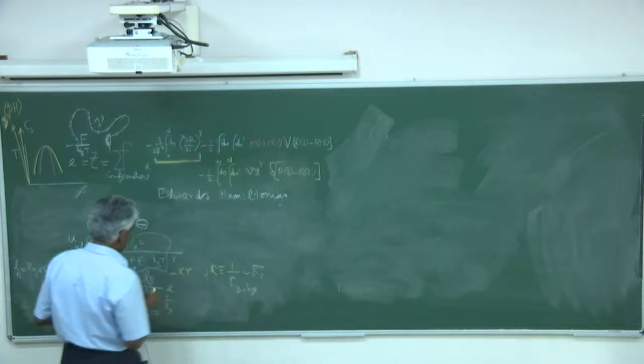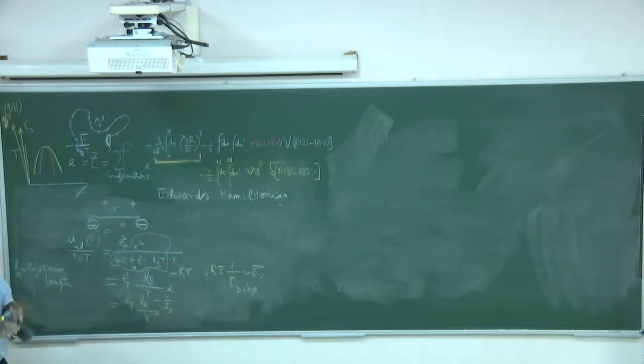What is Cs? Salt concentration, in molarity. How much salt you put, like sodium chloride or potassium chloride.